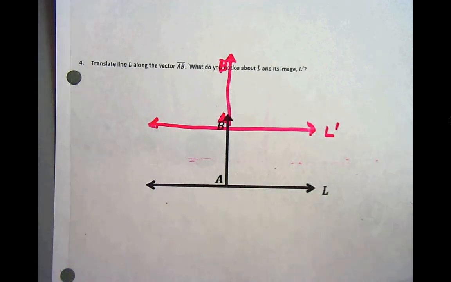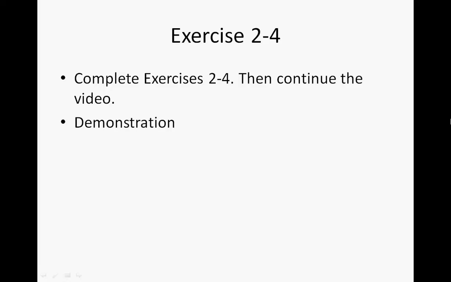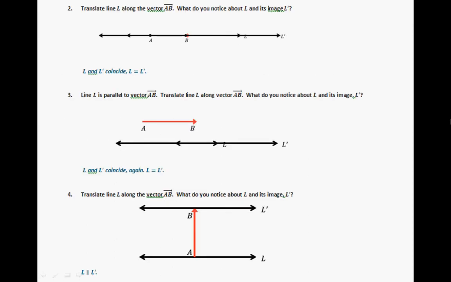All right, so to summarize, on your worksheet, don't forget to add the statement once you've done this. They did this in red, but it's kind of hard to see. But this is important to include: L and L prime coincide, and coincide means that they are pretty much on top of each other. So that means L is equal to L prime. So this is an important statement to include on your worksheet.